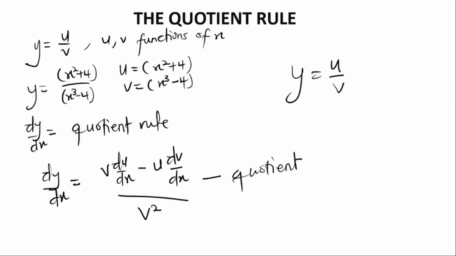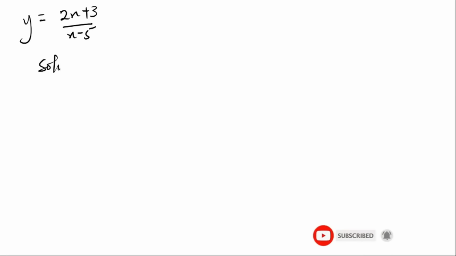Alright, so now that we know what the quotient rule is, let's go ahead and use the rule to solve a few examples so that we can be comfortable with how to use it. So the first example we want to look at is y is equal to 2x plus 3 on x minus 5. Because we can see two functions dividing each other, we need to use the quotient rule.